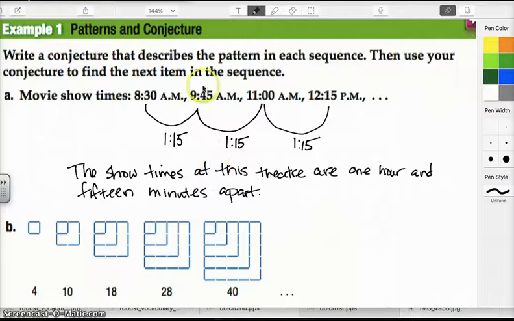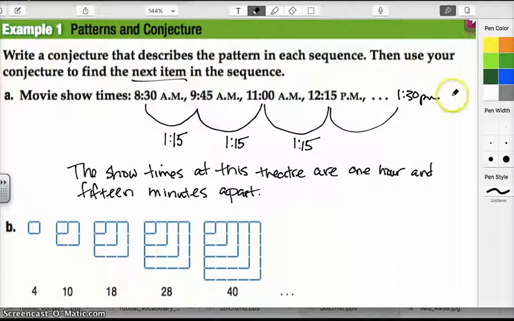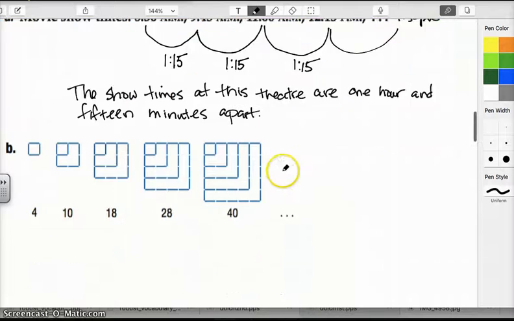That's our conjecture. Now, it asks us to use the conjecture to find the next items in the sequence. Well, this is pretty easy. We're just going to add on an hour and 15 minutes. How many do they want me to do? To find the next item. So not the next items, but the next item. So I suppose the next movie will start in an hour and 15 minutes, which would be at 1:30 p.m. Make sense? All right, let's try this next one.